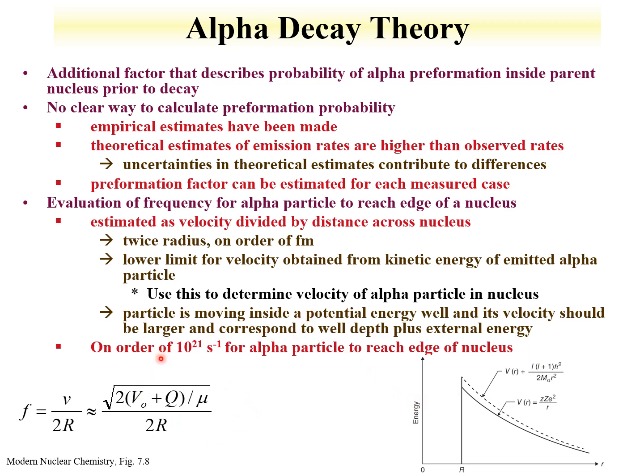So we can utilize this equation, which is shown here, that some frequency is equal to the velocity divided by twice the radius. We can relate this to the Q value, the Coulomb barrier, and this term mu, which winds up being the reduced mass. And this is just a function of the mass of the alpha particle and the progeny.